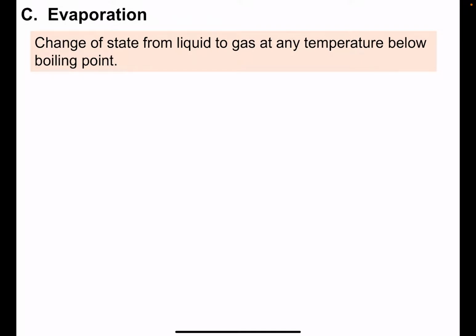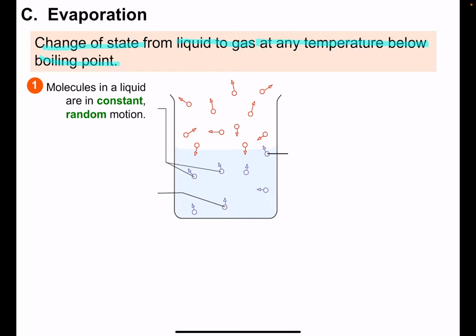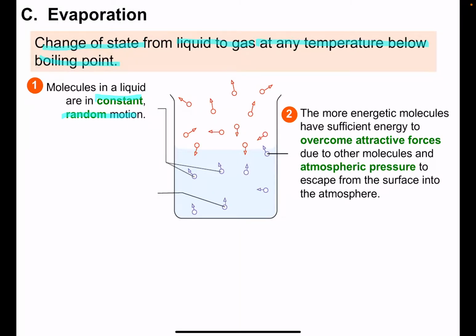Now, evaporation refers to a change in state from liquid to gas at any temperature below boiling point. So if you have a beaker of water or cup of water, what's happening is that the water molecules are always moving. They are in constant random motion. So they will collide with each other, and some collisions will cause the water molecules to have more energy. Some collisions will cause them to have less energy. Now, when the water molecules have sufficient energy, they can overcome the forces of attraction and they can overcome the atmospheric pressure. Such molecules will have enough energy to escape from the surface of the liquid into the atmosphere. So that is evaporation. The energetic molecules will leave the water.